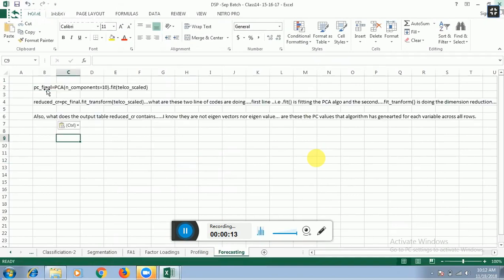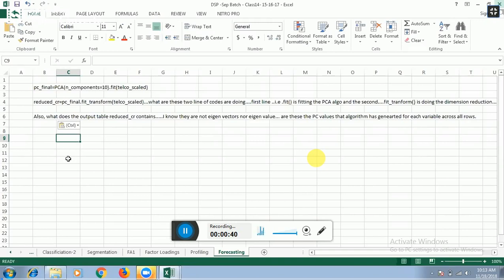So the question from Prarana is, if we use the PCA scaled, what are these two lines of code doing? The first line is fitting the model, and the second one, fit_transform, is doing dimension reduction. Also, what does the output table reduce here contain? I know they are not given eigenvectors.